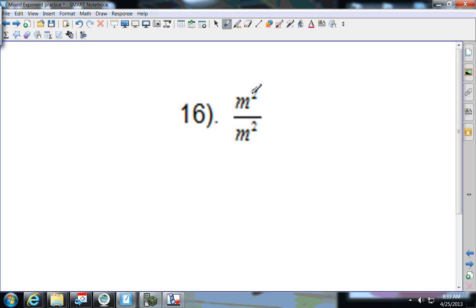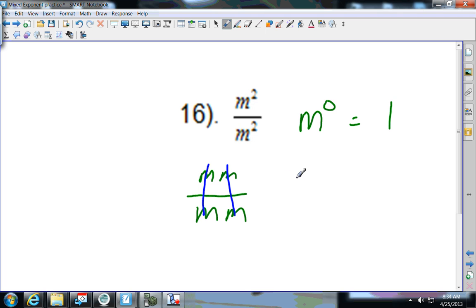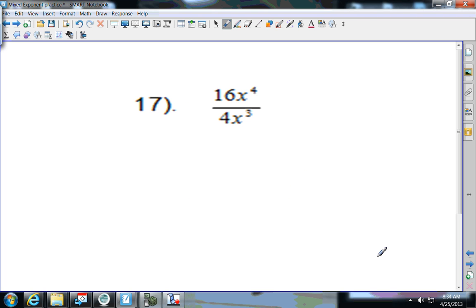In this one, if we subtract the exponents, I get m to the 0 power. Anything to the 0 power is 1. There's no m. The whole m goes away. And the reason why this happens is m squared is m times m over m squared. Well, these divide each other out. This is the same as saying, what's 2 divided by 2? 1. Anything to the 0 power is 1. There's the next one.